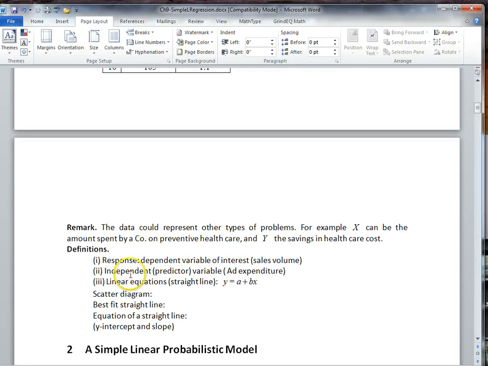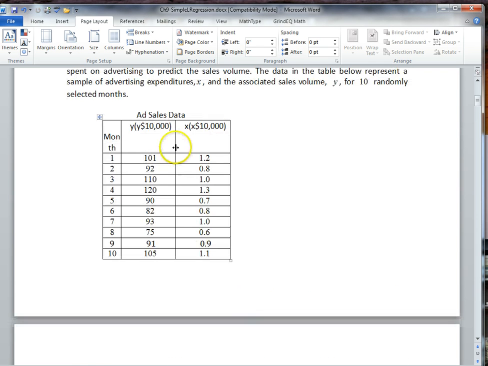So we're going to have some definitions here used in regression analysis. Regularly people use response or dependent variable for the variable of interest. It's Y, or sales volume in our problem. The independent or predictor variable is our X, how much we spend on advertising. And we assume there's a linear relationship, that is, a straight line equation. We know that Y equals A plus BX is the equation of a straight line, where A is the intercept and B is the slope. So how would this data fit into an equation of a straight line? And the answer: it doesn't.